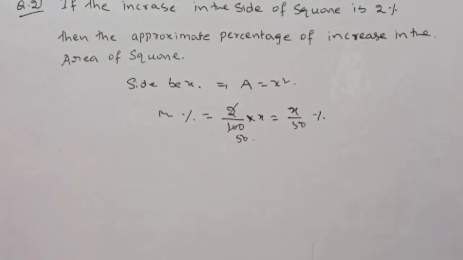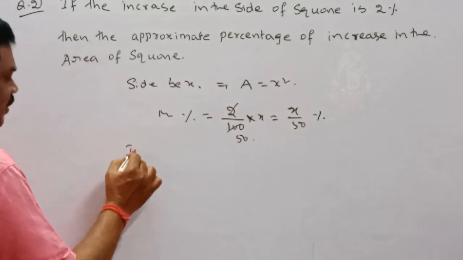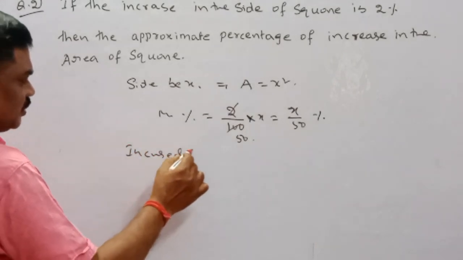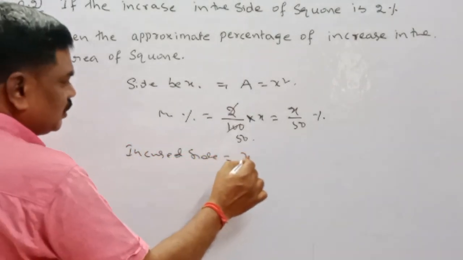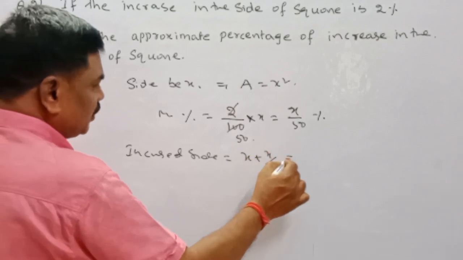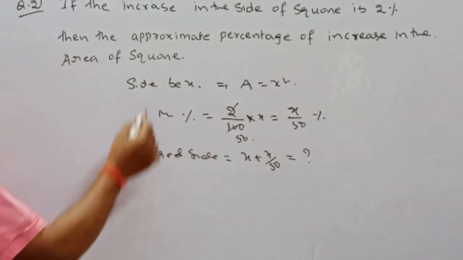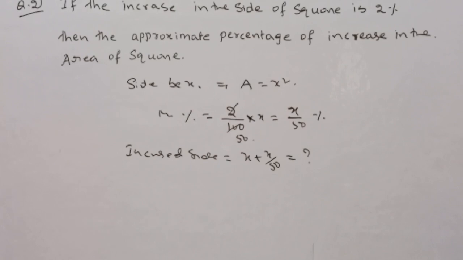Then you can find the increased side, which is equal to x plus x by 50. Then you can do it like similar problems, like the previous problem. That's all. You can do this problem yourself. Try yourself. Okay, all of you.